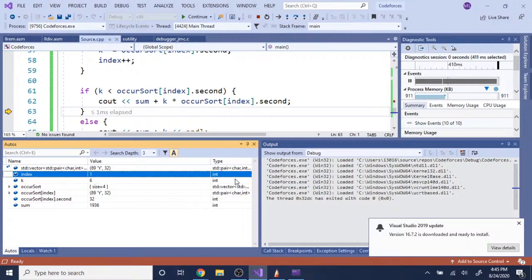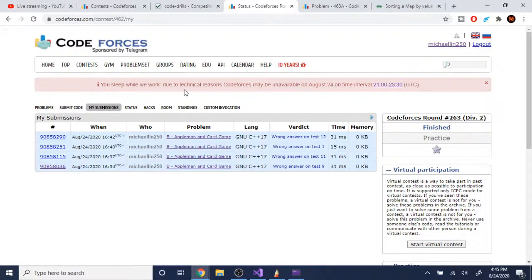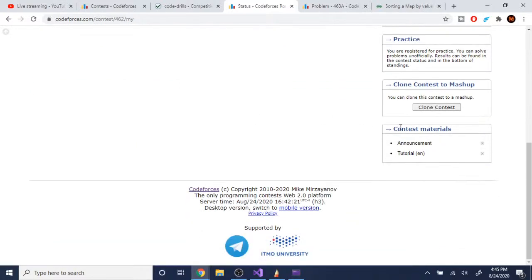What is K times occur sort? 6 times 32 is 192. 6 times 192 plus... That's not right. How did they get this? All right, we only have 15 minutes left, so let's look at the tutorial.